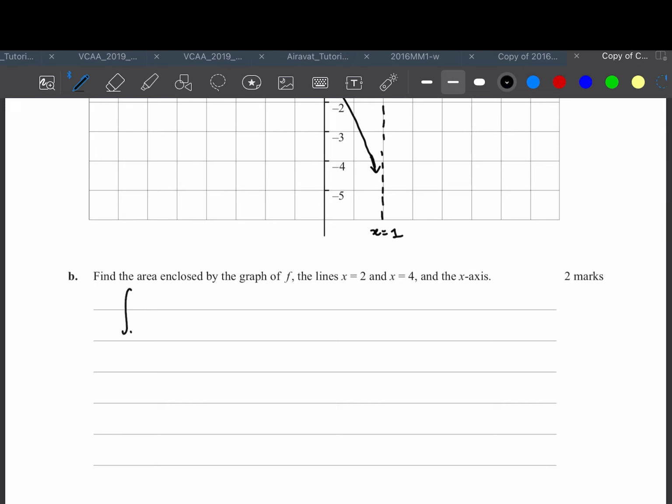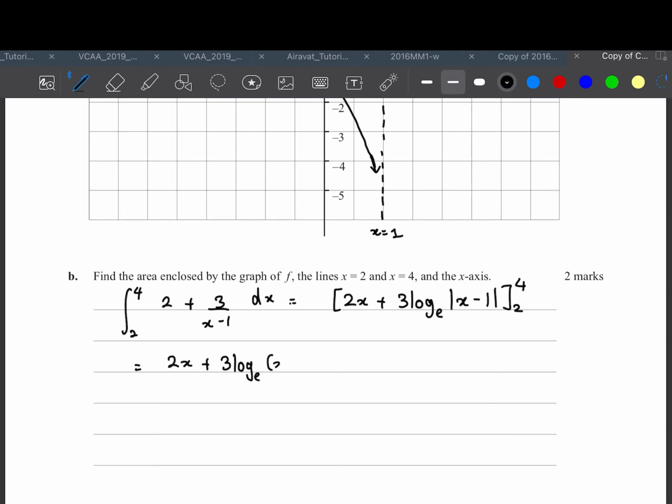So we have to do integration from 2 to 4 of 2 plus 3 on x minus 1 dx, which is going to be 2x plus 3 log base e of mod x minus 1. And of course, don't forget the terminals, 2 and 4. I've just integrated this entire function: integrating 2 gives 2x, and integrating 3 on x minus 1 gives 3 log base e of modulus x minus 1. Now this would be the same as writing 2x plus 3 log base e of x minus 1.